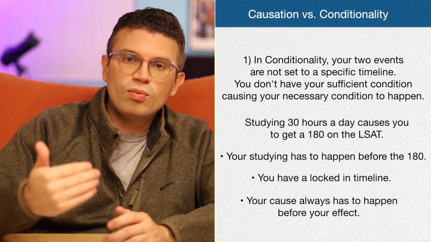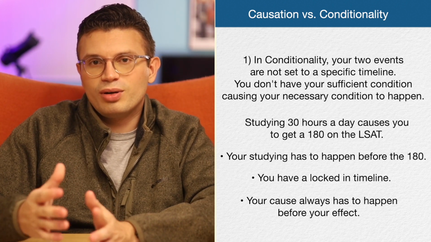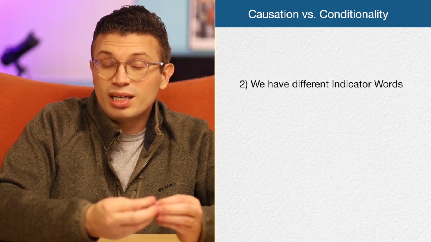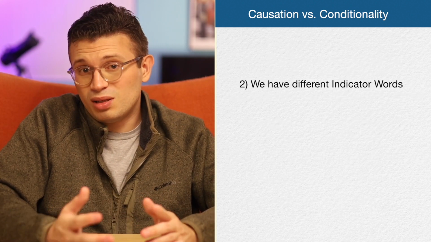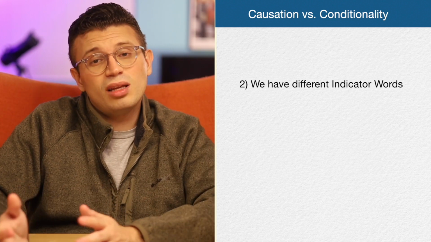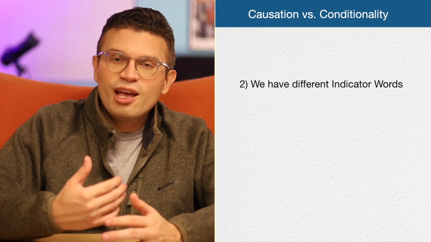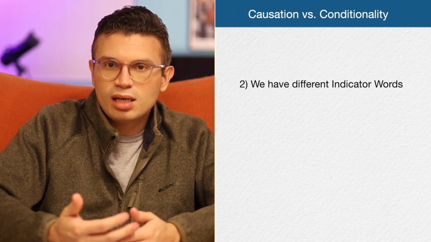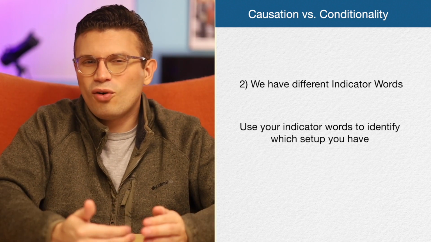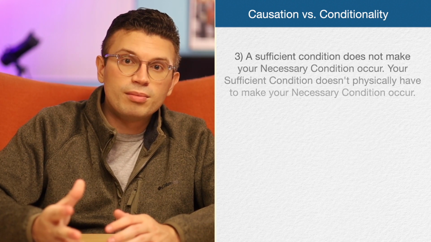For number 2, we have different indicator words, right? Thank God, right? There's different indicator words showing conditional logic and causation. If you have your indicator words memorized, then you won't screw this up. It's very simple. Okay, this is one of those places where the test actually can be a little bit formulaic. And even though I hate those formulaic approaches, if you feel yourself getting confused on test day, there's nothing wrong with just using your indicator words to identify which setup you have, falling back on that just to get some footing.